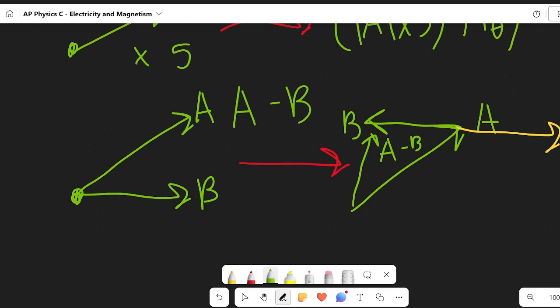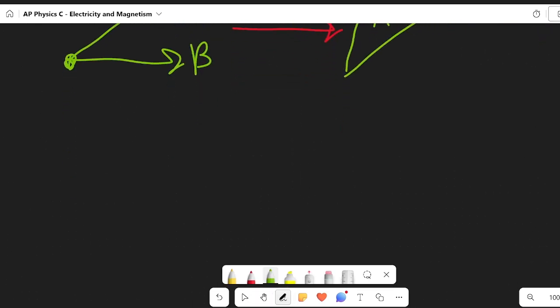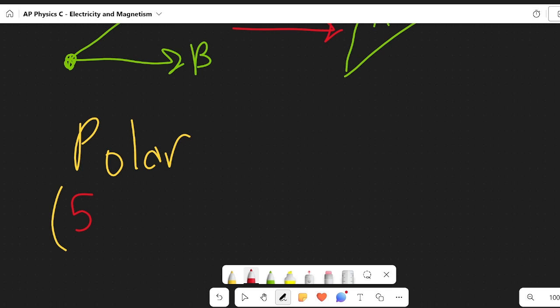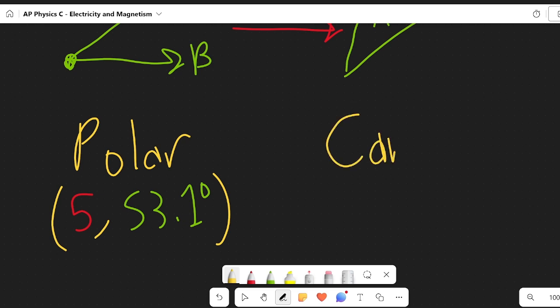We'll also go on to seeing how you can multiply different vectors together and divide vectors. But for now, let's start by going over coordinates. There are two types of coordinates. The first type is what we call polar coordinates. Essentially, this is what we looked at earlier. We have some magnitude and we have direction. So, for example, 53.1 will be our direction. This is a polar coordinate.